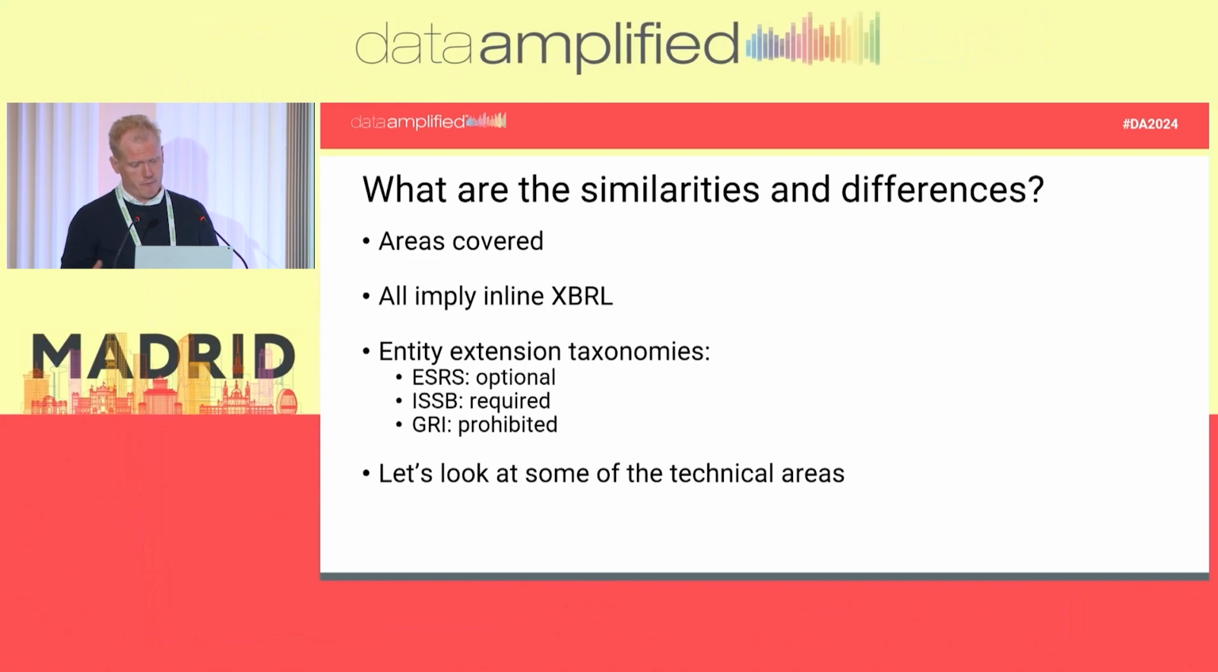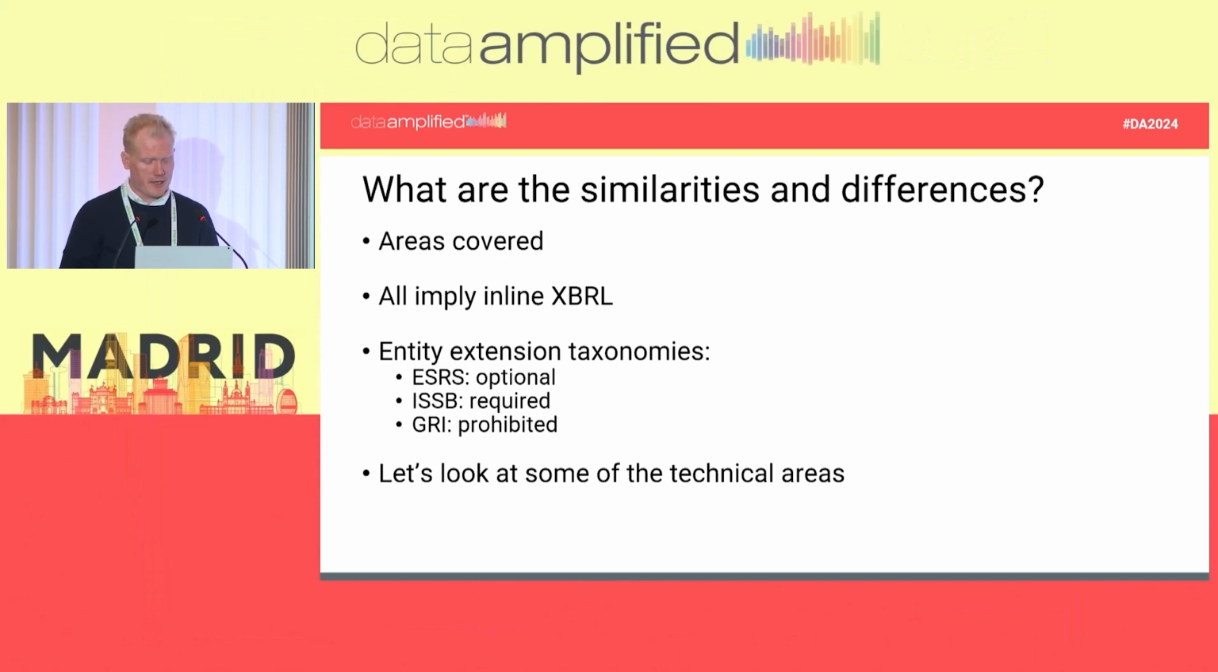ISSB is rather aligned to IASB, as you would hope. So it requires an entity extension taxonomy, and we will see why that is later. And GRI is equally firm, although Piers was wavering this morning, that entity extension taxonomies are prohibited. So they're all clear and slightly different, and I'm not sure it really matters from a technology point of view, but it does sometimes from a practical cost point of view.